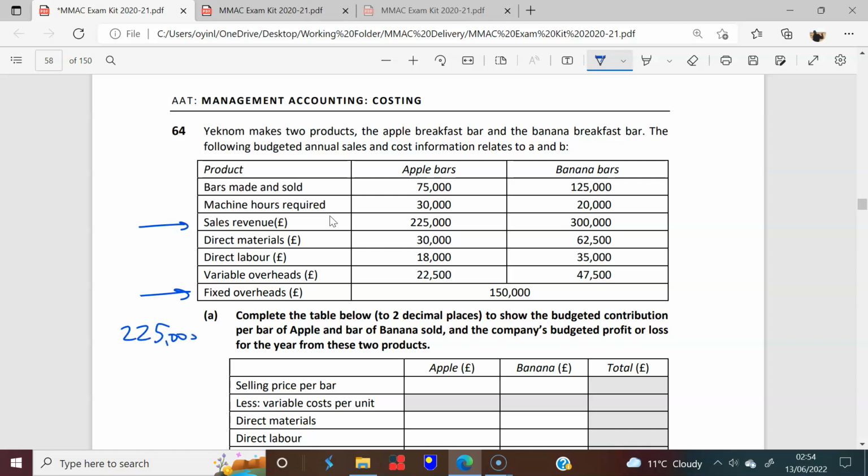We will divide this revenue by the bars sold, by 75,000, to find the revenue per bar first of all. So let's do that very quickly. We have 225,000 divided by 75,000, which is £3. So we're selling at £3. Then we have the 300,000 divided by 125,000, which is £2.40. Right, so we have these selling prices here.